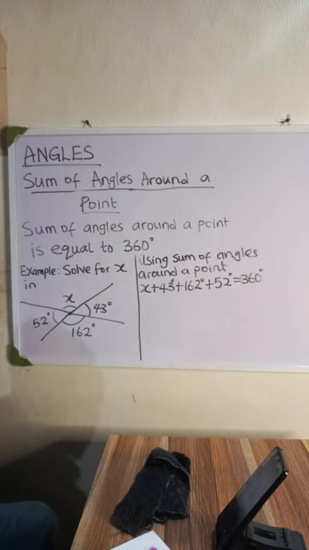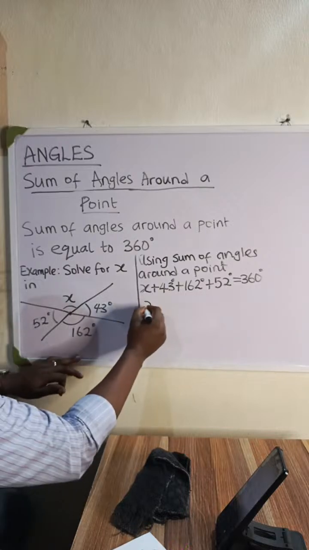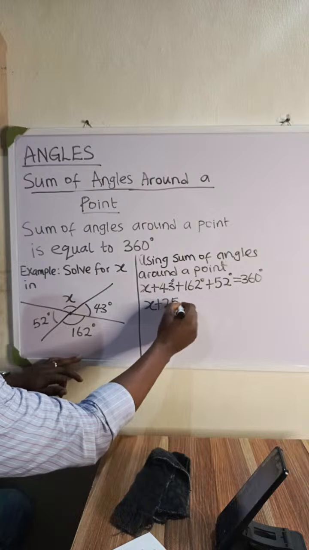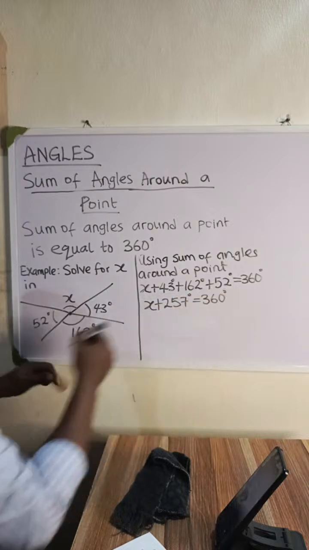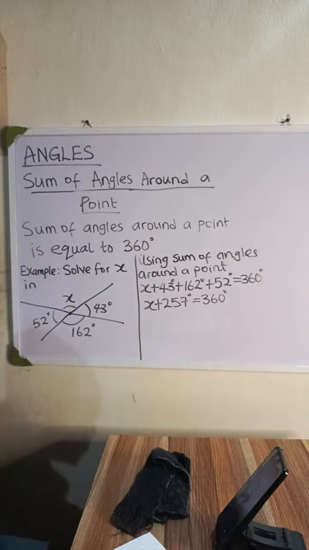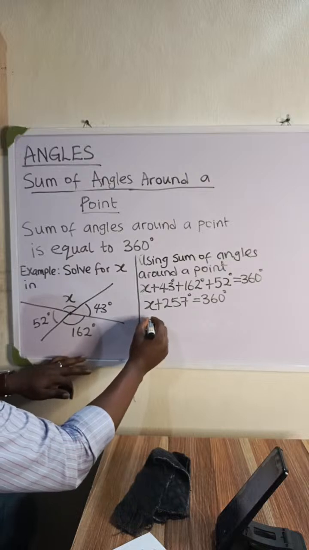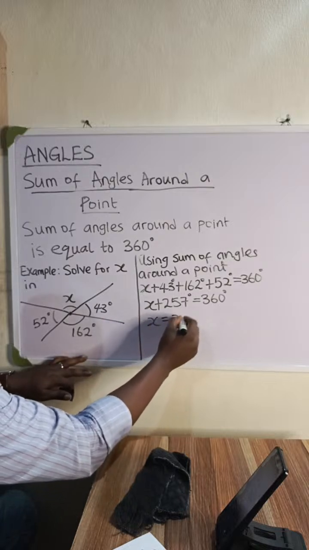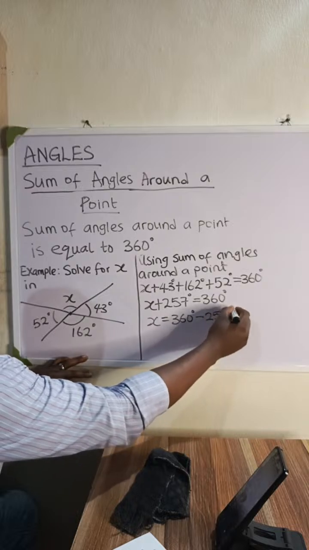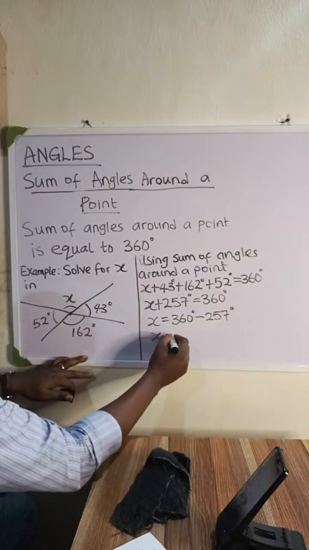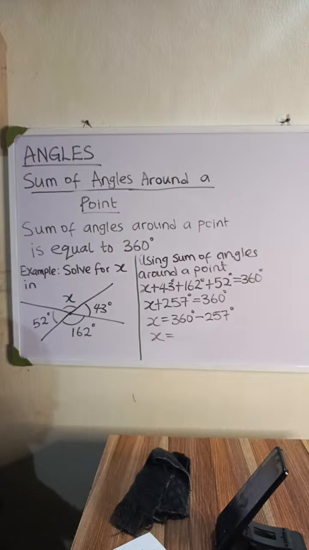Daniel has another tick. 257 degrees. So x plus 257 degrees is equal to 360 degrees. Okay. So now to get the value of x, x is equal to 360 degrees minus 257 degrees. So what will be the value of x?